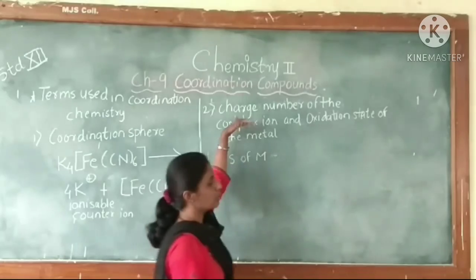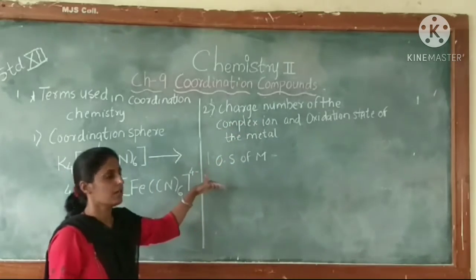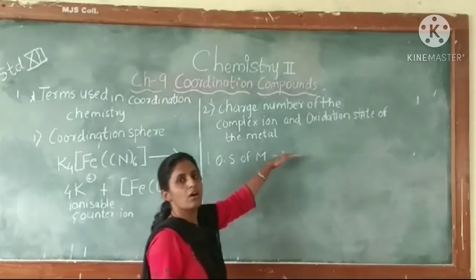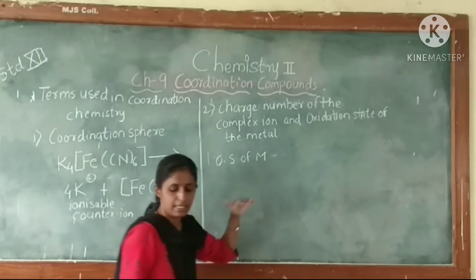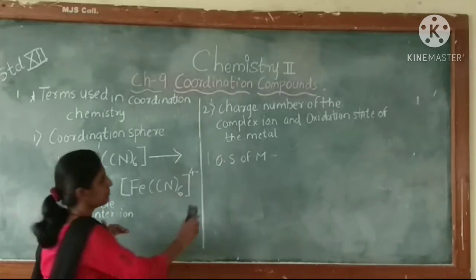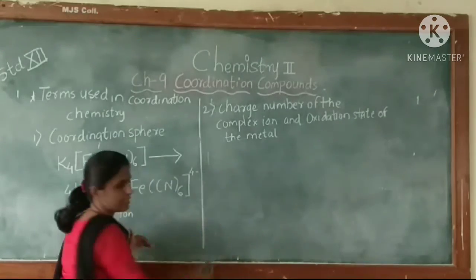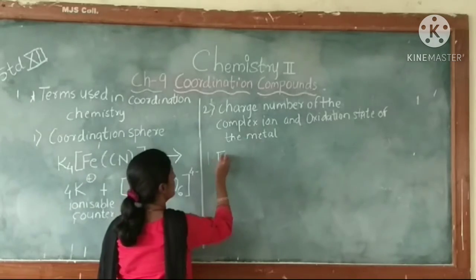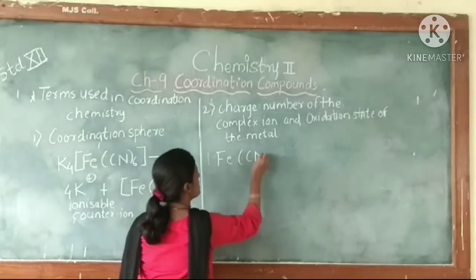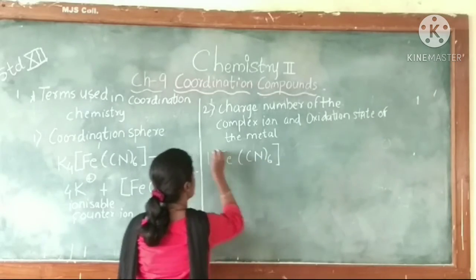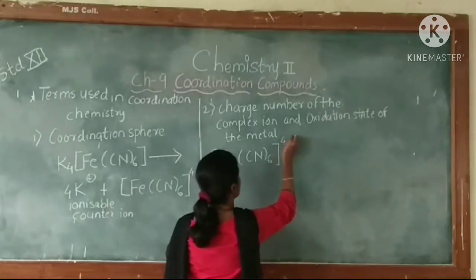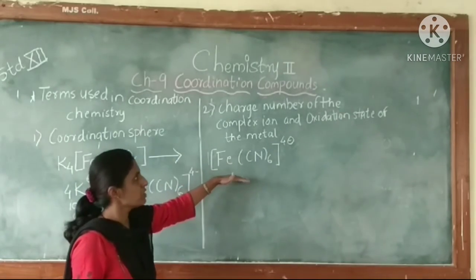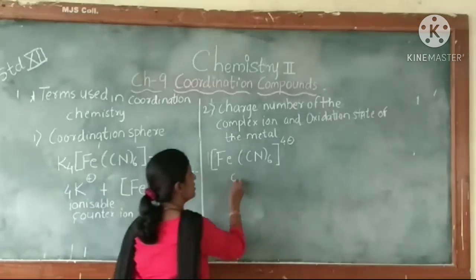And the charge number of the complex ion is nothing but the sum of the oxidation state of the metal and the charges carried by the ligands. Let's see with the help of an example. I will take this example only. [Fe(CN)6]4-. This is your complex ion. Now what is the charge carried by the complex ion?